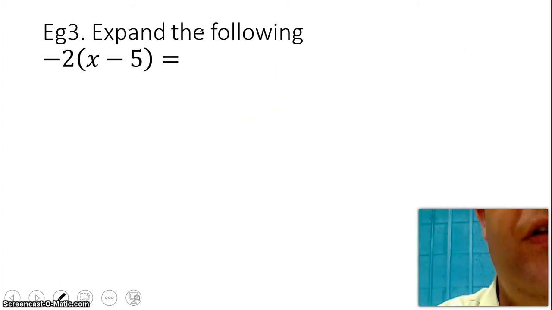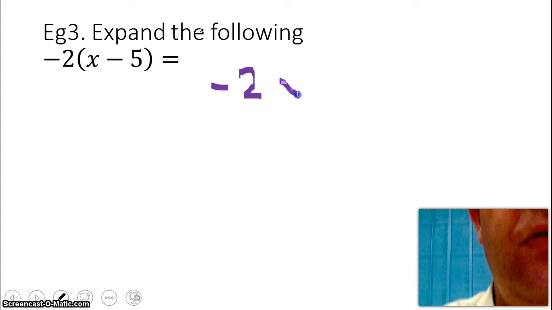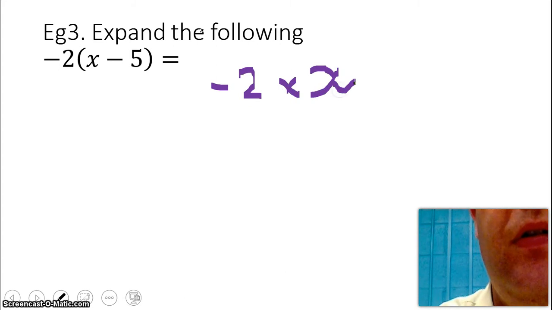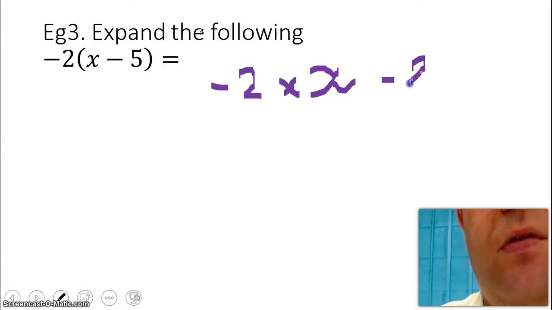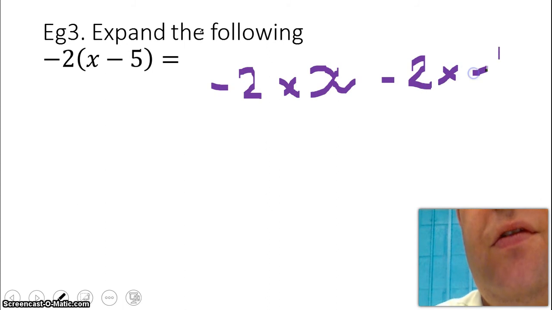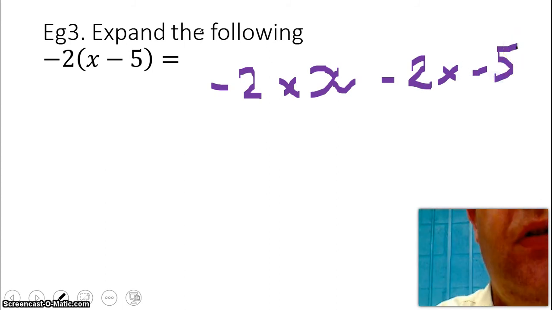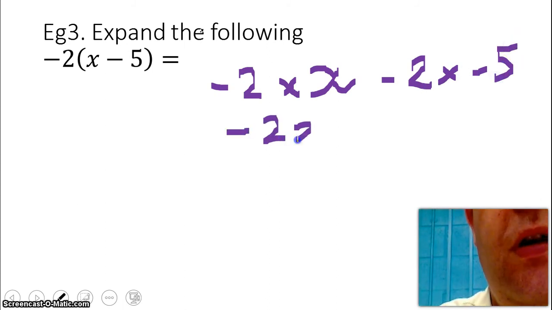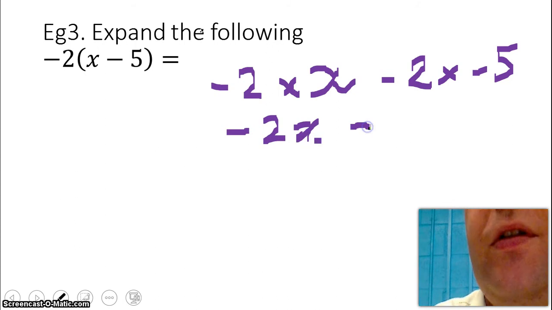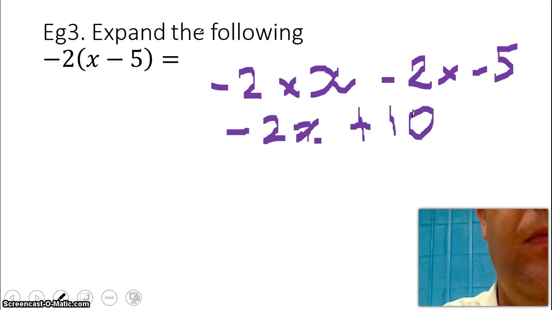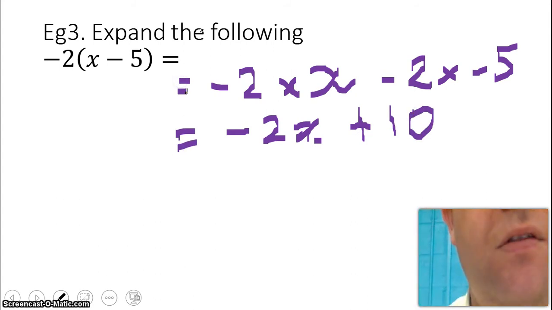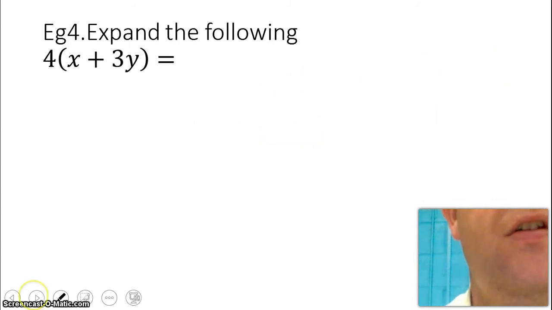This one we've got a negative out the front, so we're going to multiply by minus 2 times x, and minus 2 times minus 5. Minus 2 times x gives me minus 2x. Minus 2 times minus 5, two negatives make a positive, 10. Once again, showing the working out makes life much easier.